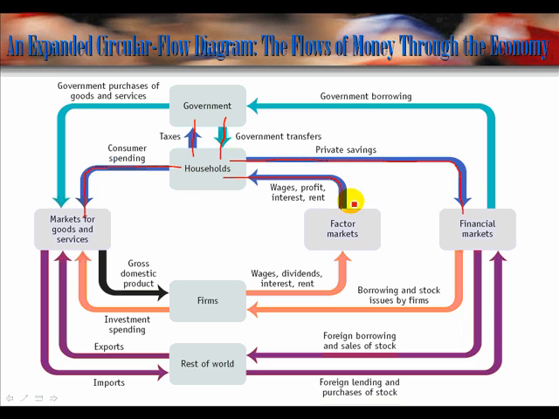So the disposable income, again, is the income from wages, rent, interest, profit. Adding to that government transfers gives us their income, and then subtracting from that taxes gives us our disposable income, which then they can decide to spend this way or save this way.